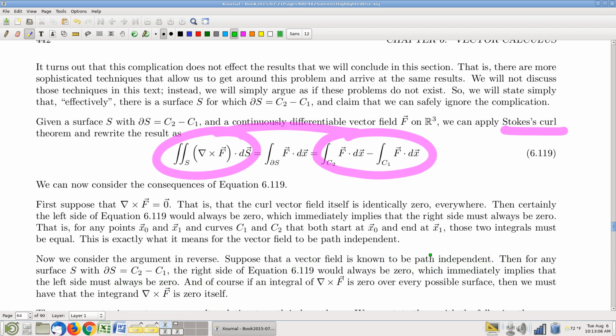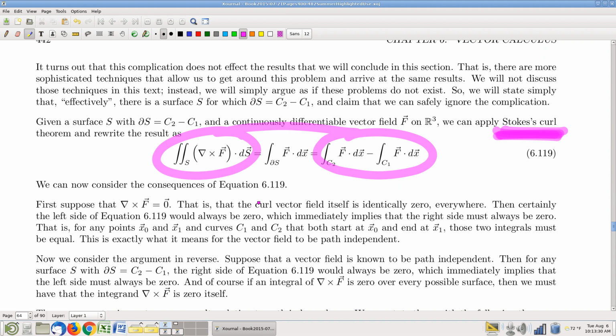So in this case, we're relating a surface integral or flux on the left side to a line integral on the right side? Yep. That's what Stokes' curl theorem says. Stokes' curl theorem says that a flux of curl is a line integral of the original vector field around, now notice, around the boundary curve. But yeah, totally.